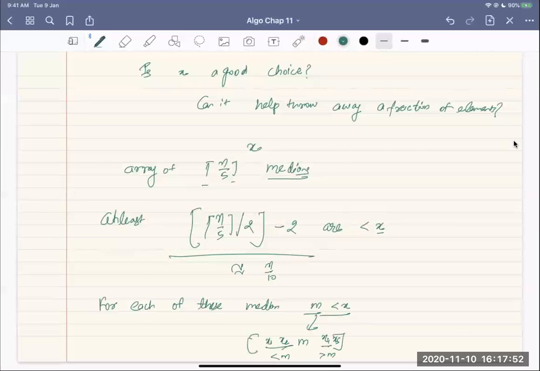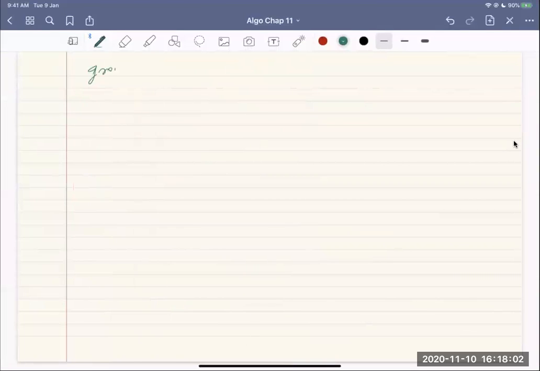So in its corresponding group, each of these medians m, the corresponding group contains two elements less than m, and because they're less than m, they are also less than x. Okay, and that's what makes the math.